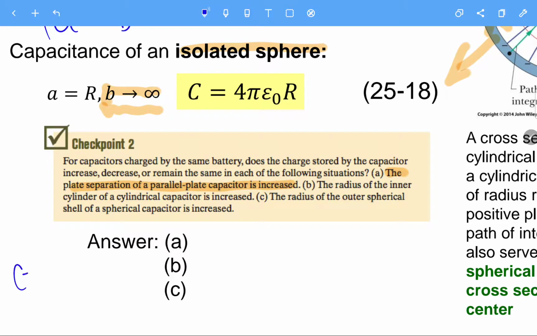If you still remember, C is epsilon naught A over D. If you increase the parallel plate separation, which means if we increase D, how does C change? Increase D. Increase, decrease, or remain the same? Decrease.